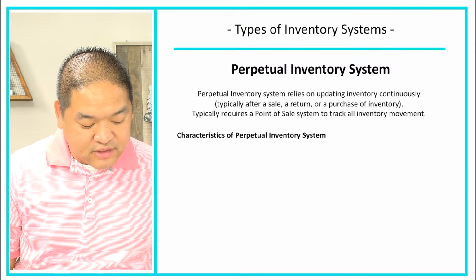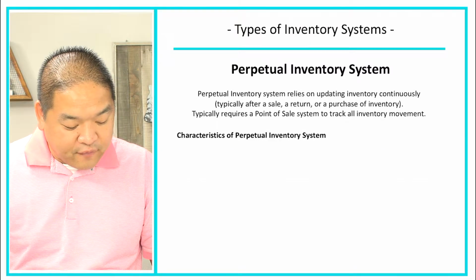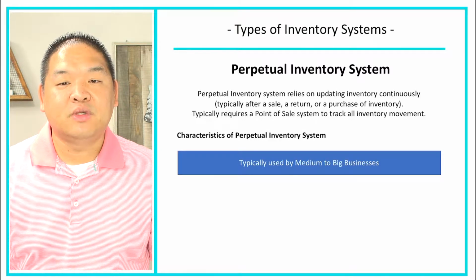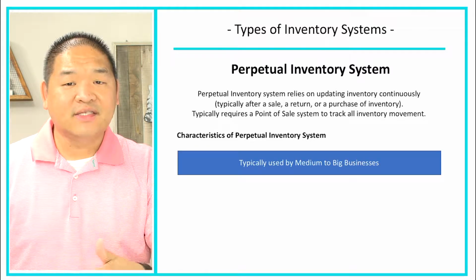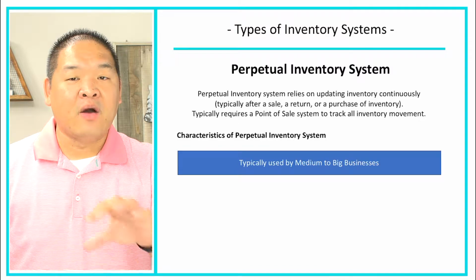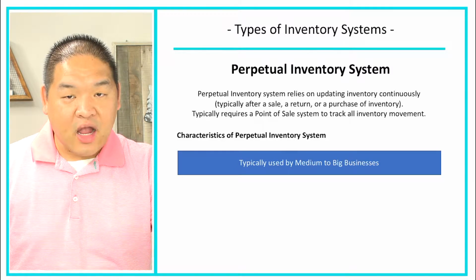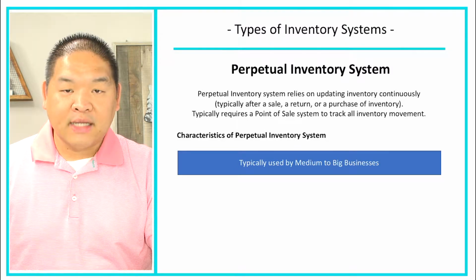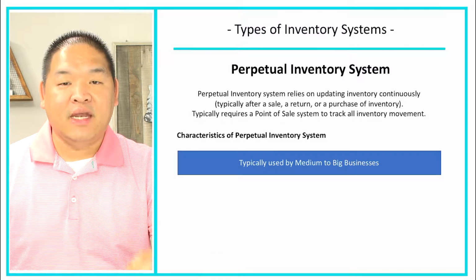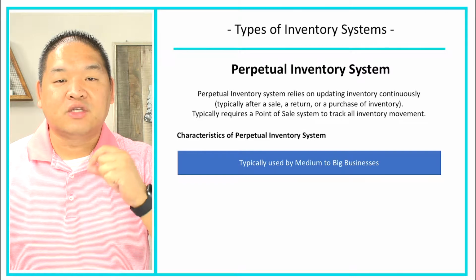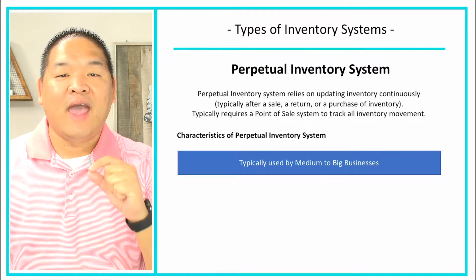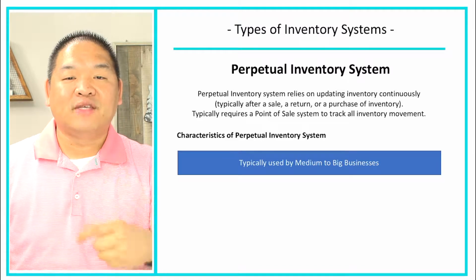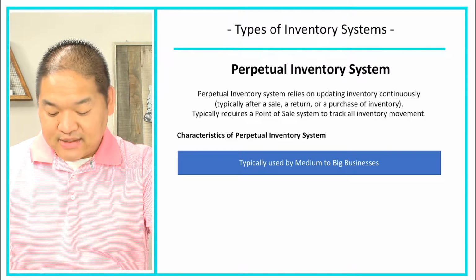Now, some characteristics of a perpetual inventory system. The first one here is typically used by medium to big businesses. And the reason why is because these systems cost a lot of money. Now, we've gotten better at reducing that cost, but there is still a cost of trying to keep your books up to date in real time, especially your inventory and cost of goods numbers, because you're trying to figure out how many units you still have left in inventory at any given time based on what your inventory system says.